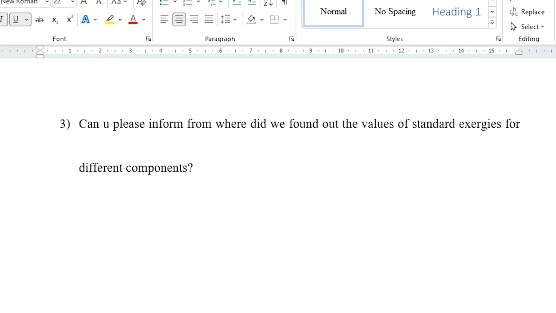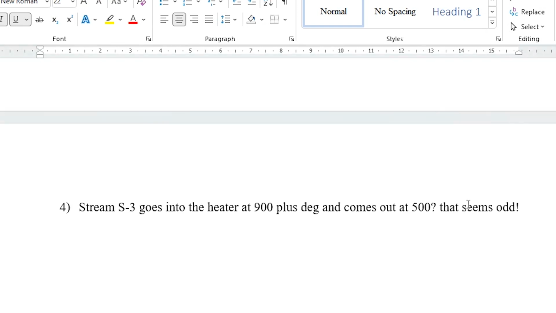Going to question number 4: stream S3 goes into the heater at 900 plus degrees centigrade and comes out at 500 degrees centigrade. That seems odd. Yes, definitely that seems odd, but it's a heater. You have to understand that in a shortcut method, we can do whatever we want to do. There is no restriction over here.